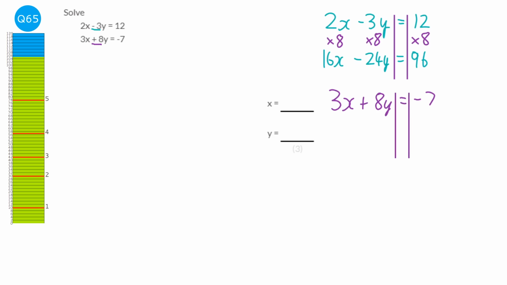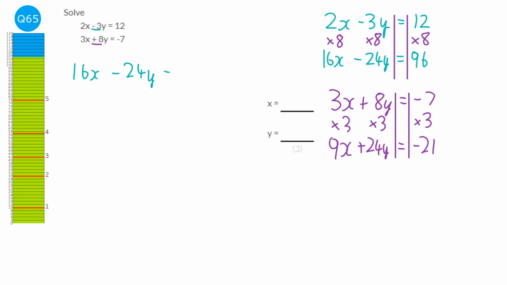And this time I'm going to times everything by 3. And so we've got 3 times 3, which is 9x, plus 24y, which is good, that's what we wanted. And then minus 7 times 3, which is minus 21. So we're going to write these out again. So 16x minus 24y equals 96, and 9x plus 24y equals minus 21.